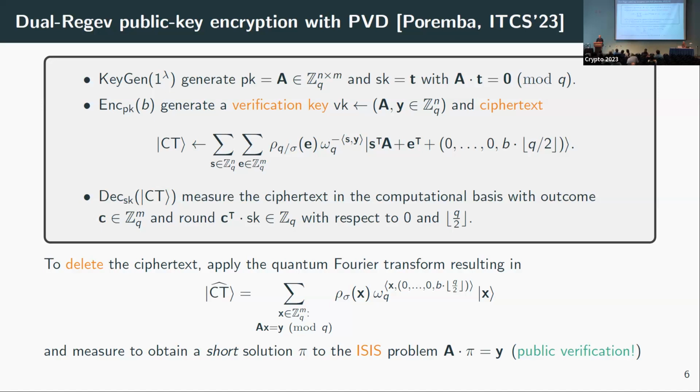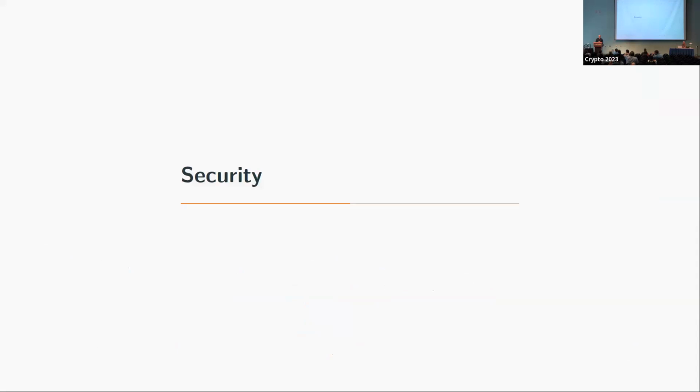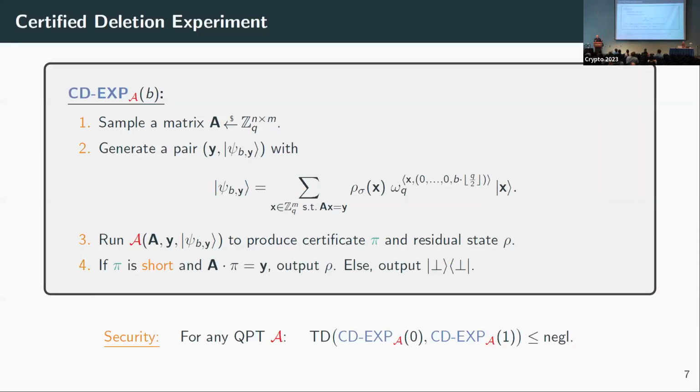But what about security? Okay, so now we need to develop some new technical machinery to deal with security. So how do we do it? First of all, the security experiment we want to consider is essentially the following. We want to say that if we give the adversary a ciphertext that encrypts some bit b, and they return to us a valid certificate, whatever information they have left in their quantum system should reveal nothing about this bit b, right? That's exactly what certified deletion says.